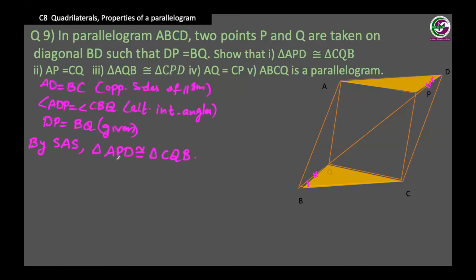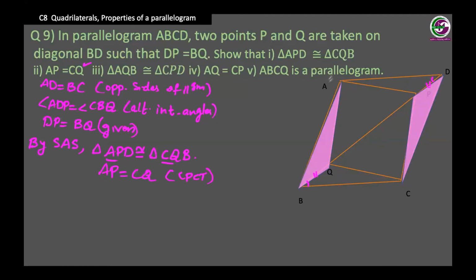And it is clear that AP is equal to CQ by CPCT. Corresponding parts of congruent triangles are equal. So we have proved the second part. Next, we have to show that AQB and CPD are congruent.